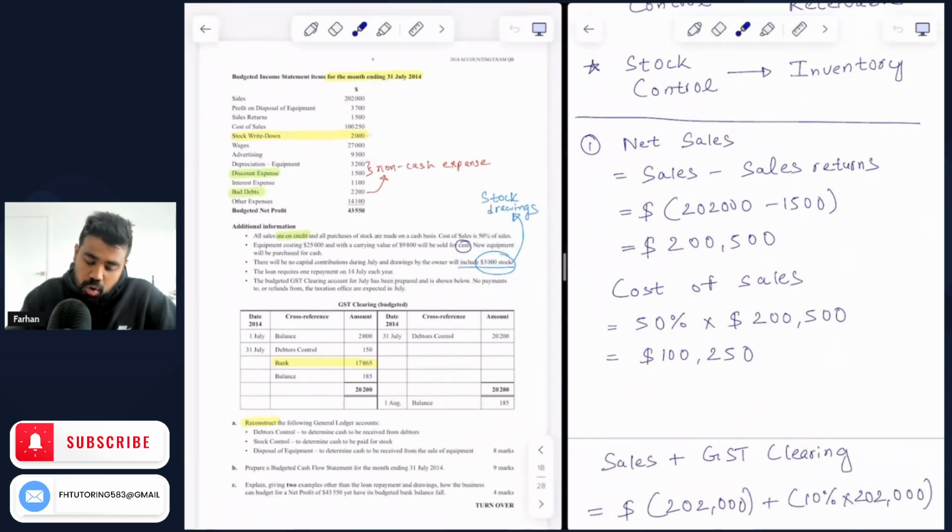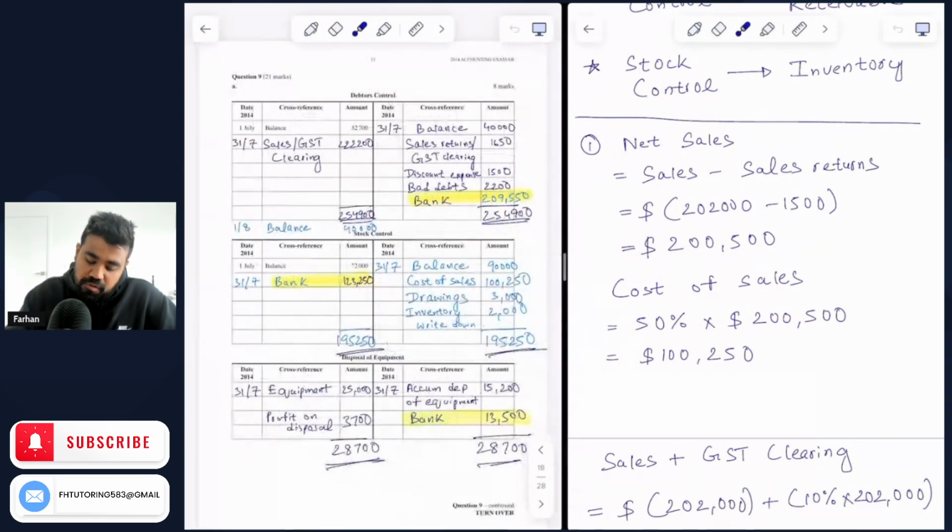The reason this is shown on the credit side is because this obviously reflects a reduction in the balance of inventory, which is an asset, and assets, when they go down, we credit them.